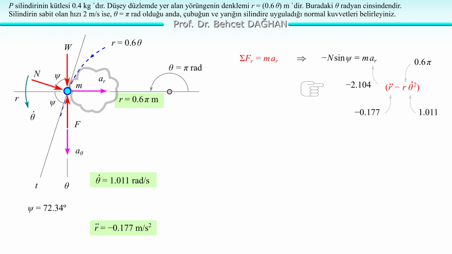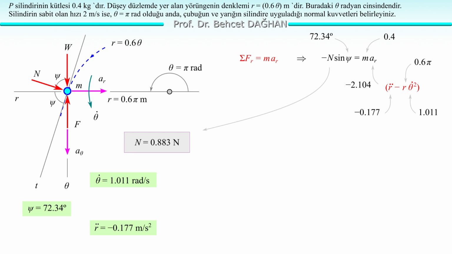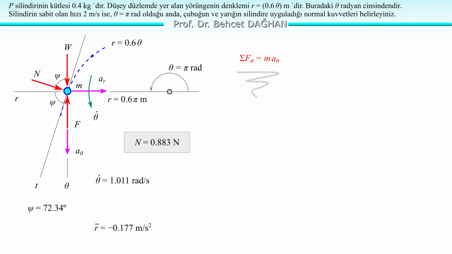Now there is nothing unknown. From this, we find the normal force, the force N. We find N equals 0.883 newtons. Now, to find the other normal force, the normal force applied by the forked arm, that is, to find force F, let's write Newton's second law on the theta axis. Total F theta equals m a theta.